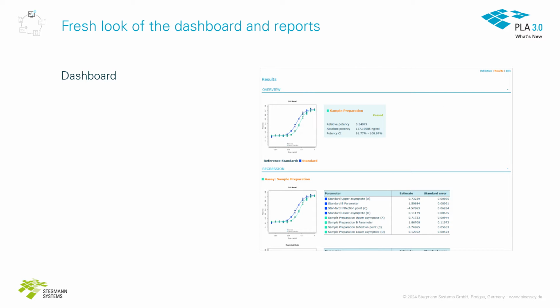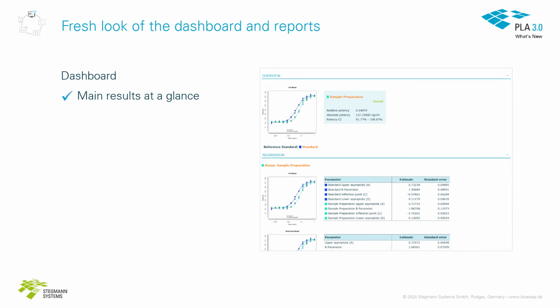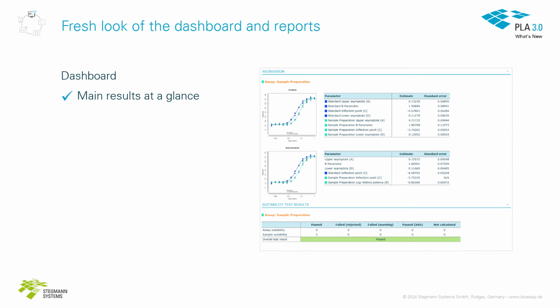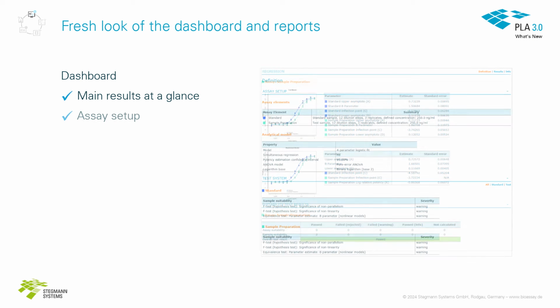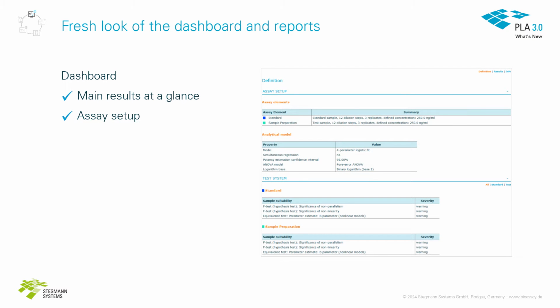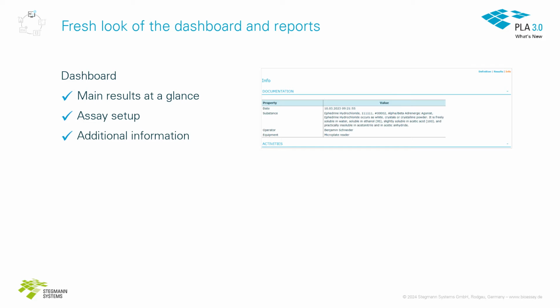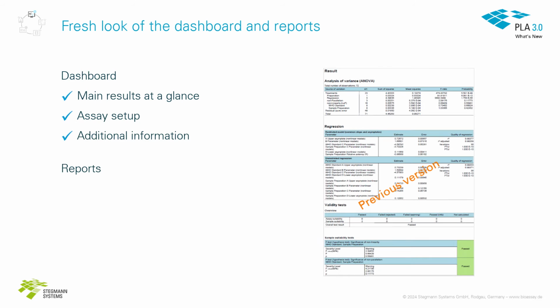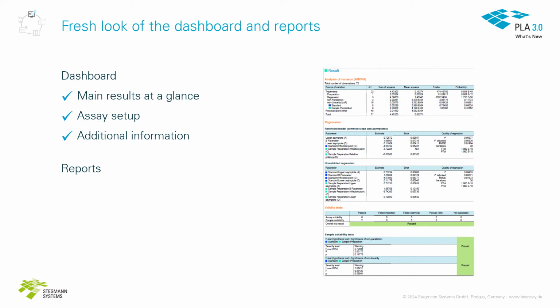The new dashboard shows all main results at a glance, such as the sample potencies, the regression model, or the test status. You can also switch between tabs to view more information about the assay setup and other useful details. The reports provide comprehensive analysis results in a PDF file, now with hyperlinks for convenient navigation. Sample colors further support you in exploring the results.